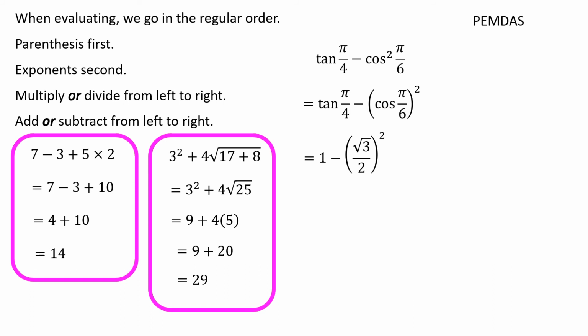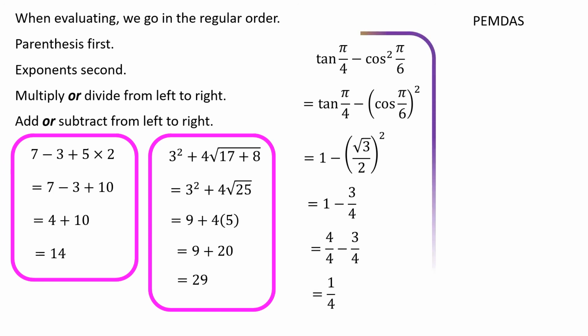All right, so now I can see I've got 1 subtract, and then inside parentheses a root 3 over 2 with that whole thing squared. So I can move on to the exponents. Root 3 times root 3, of course, is 3. 2 times 2, of course, is 4. So we've got 1 minus 3/4. 1 can change into 4/4. So we subtract, and we end up with 1/4.